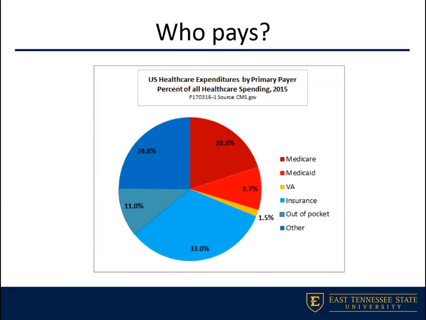So what we're looking at here on this chart is called your payer mix, and these are all the primary payers for healthcare services in the United States. So we have Medicare, Medicaid, VA insurance, private insurance, out-of-pocket, and then other means for paying for healthcare services. Again, this is called your payer mix, so it's what percent of your patients use HMOs, what percent use Medicare, Medicaid, private insurance, VA. What does your breakdown look like across your patient population?